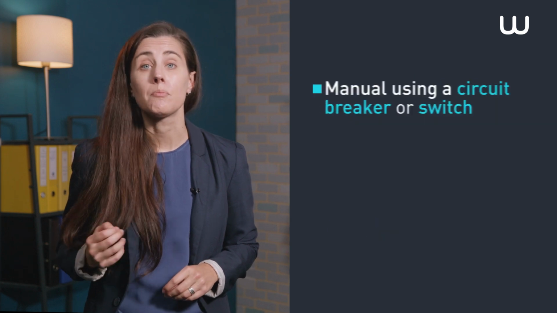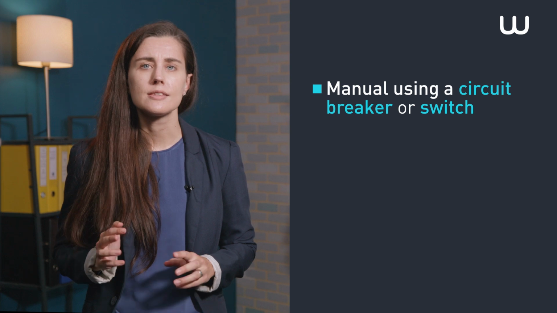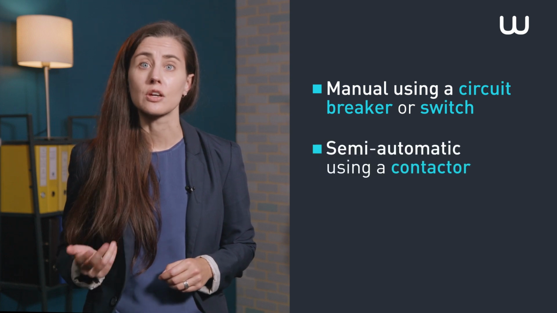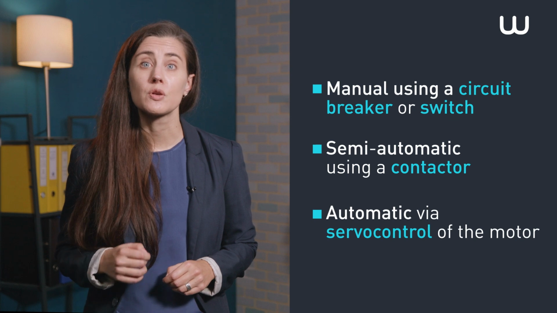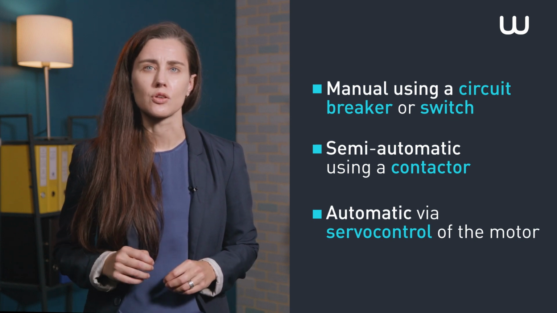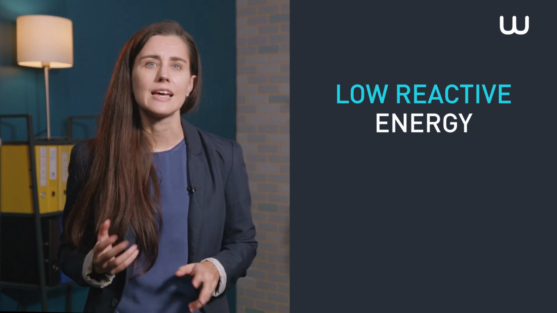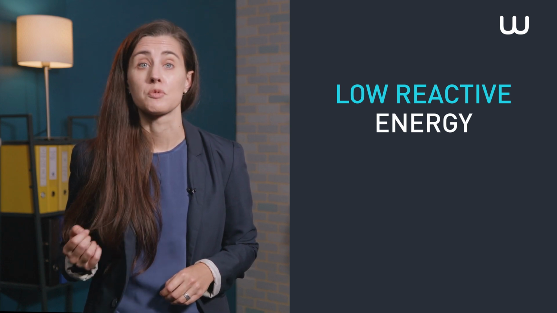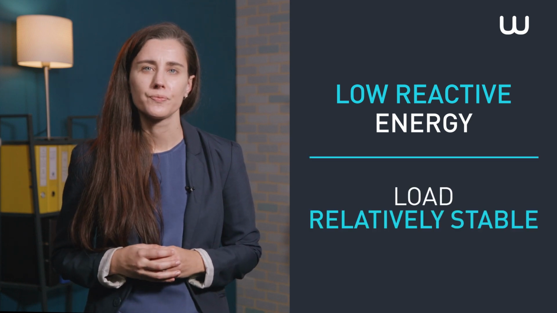Commissioning may be manual, via a circuit breaker or switch, semi-automatic, using a contactor, or automatic, via servo control of the motor. This type of offset measure is used when the reactive power is weak, i.e. less than 15% of the transformer's power, and when the load is relatively stable.